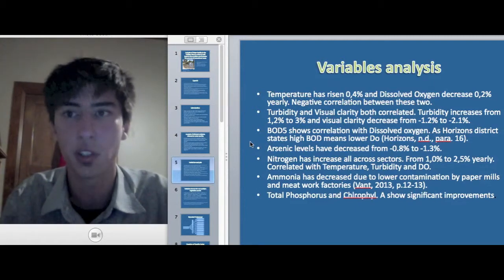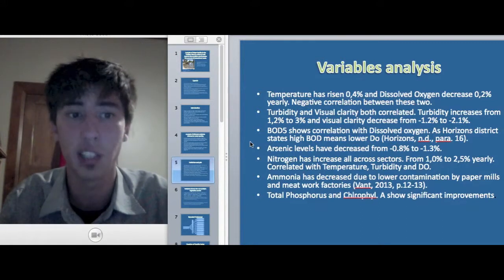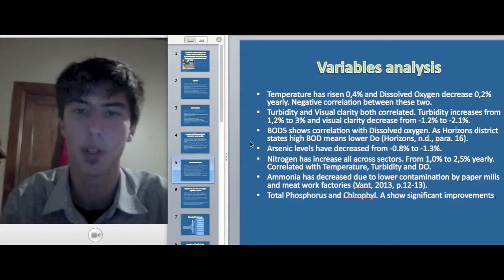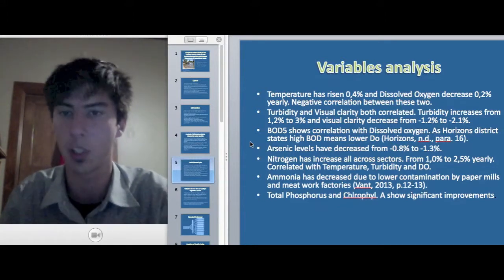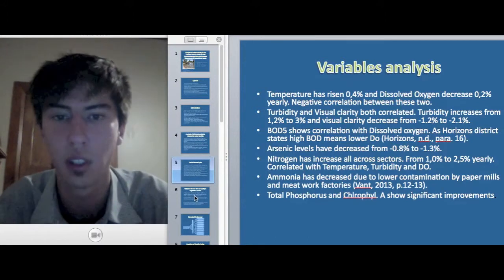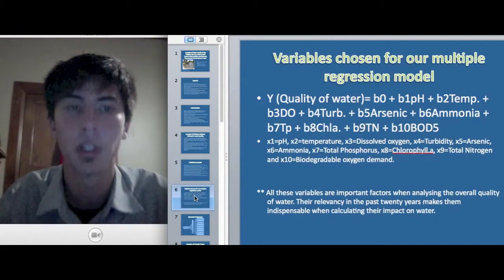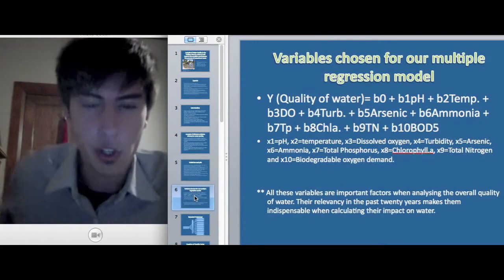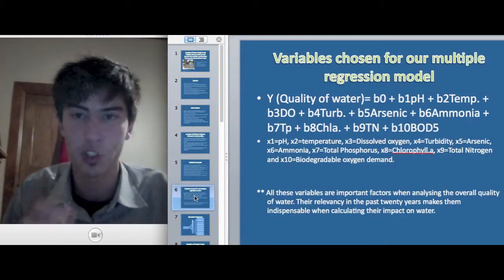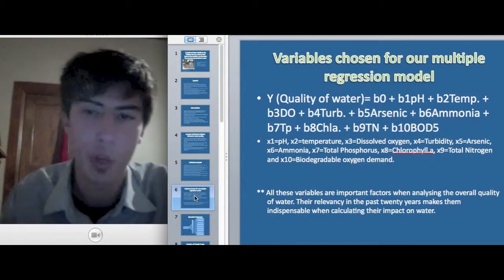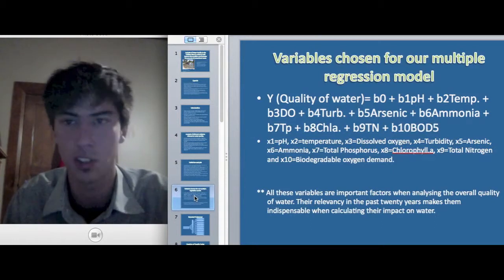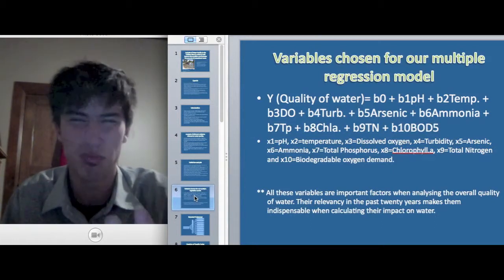Okay, so the variables chosen for our regression model are several of them, the ones that we mentioned. In order to determine the quality of water, we will have pH, which is the level of pH, so we know that the water is either drinkable or not. In general terms, pH will have to be ranging between 7.5 and 8. That will be a really good overall pH. So all these variables are important factors when analyzing the overall quality of the water, and also their relevance in the past 20 years makes them indispensable when calculating their impact on the water.